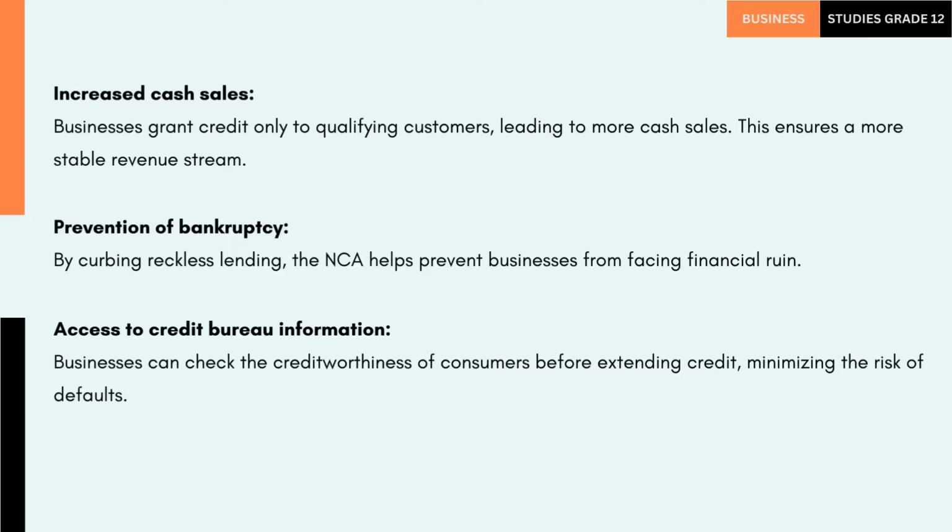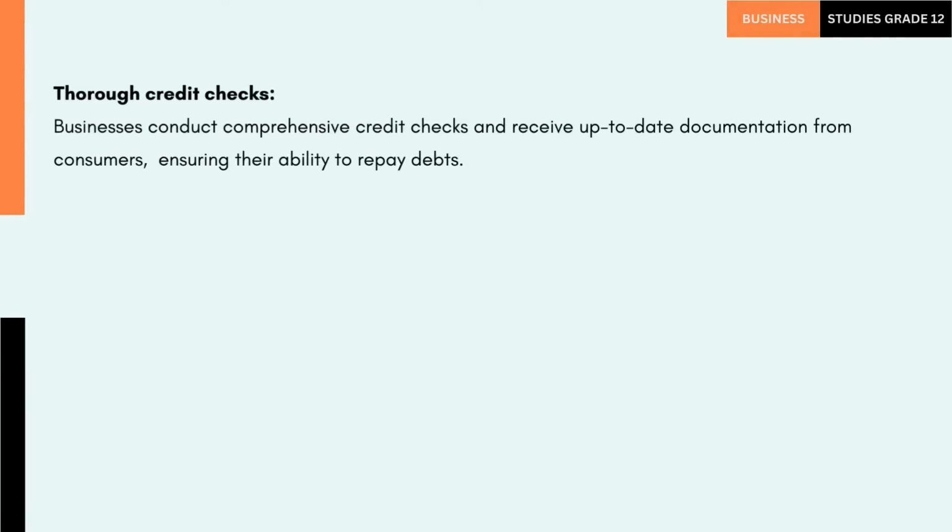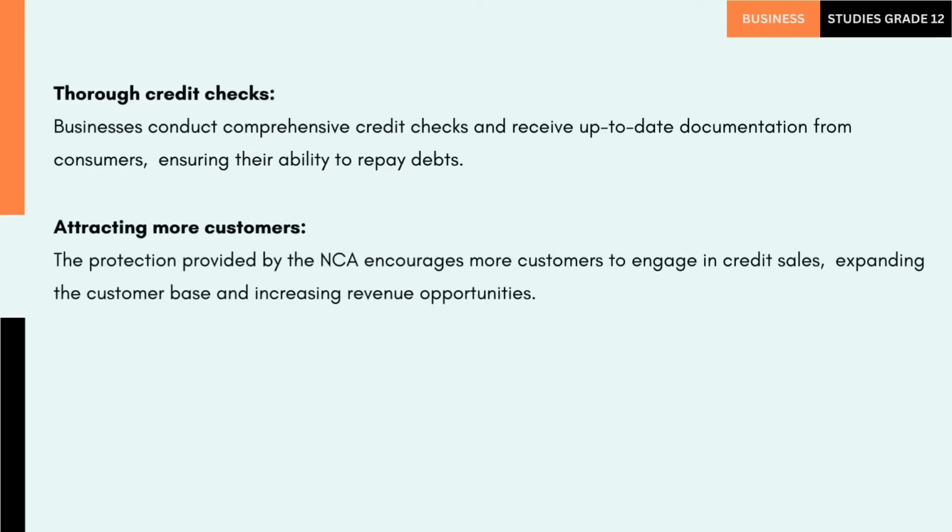6. Access to credit bureau information. Businesses can check the creditworthiness of consumers before extending credit, minimizing the risk of defaults. 7. Thorough credit checks. Businesses conduct comprehensive credit checks and receive up-to-date documentation from consumers, ensuring their ability to repay debts. 8. Attracting more customers. The protection provided by the NCA encourages more customers to engage in credit sales, expanding the customer base and increasing revenue opportunities.